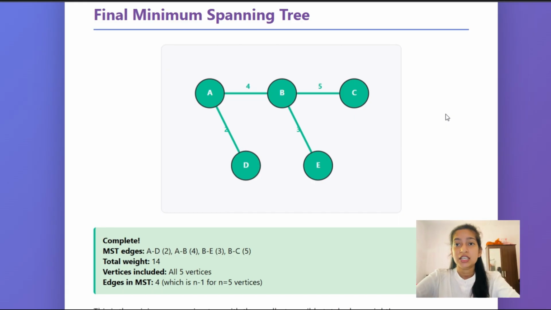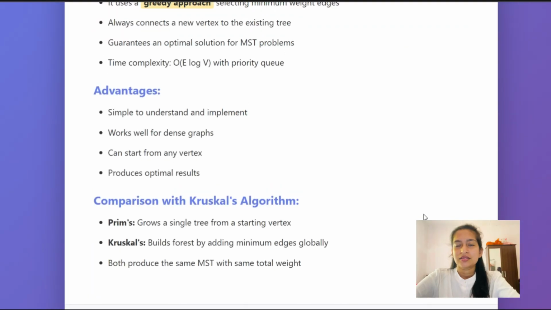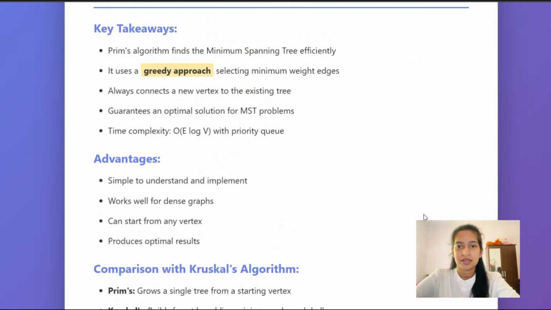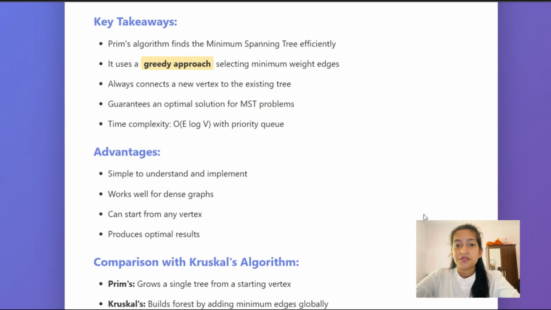Let's wrap up with a quick summary of everything we have learned today. Prim's algorithm efficiently finds the minimum spanning tree of a weighted graph. It uses a greedy approach, always selecting the minimum weight edge that expands the current tree. The algorithm guarantees an optimal solution. You can't do better than the MST it finds.